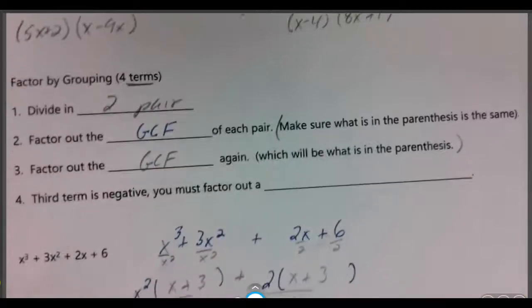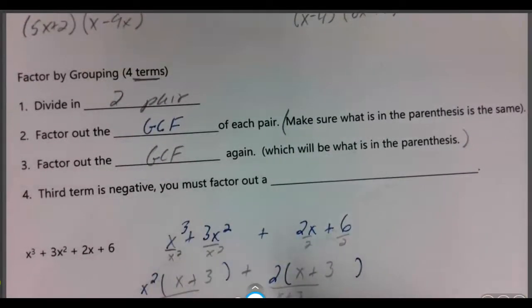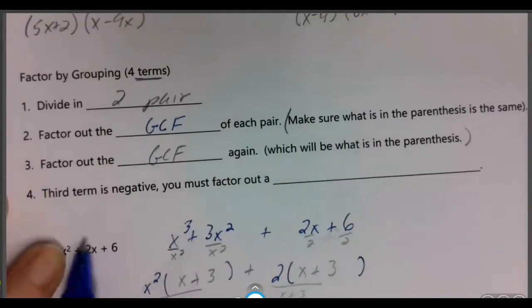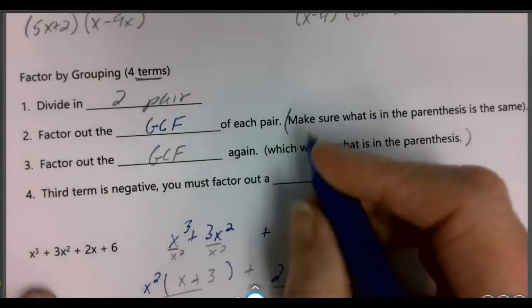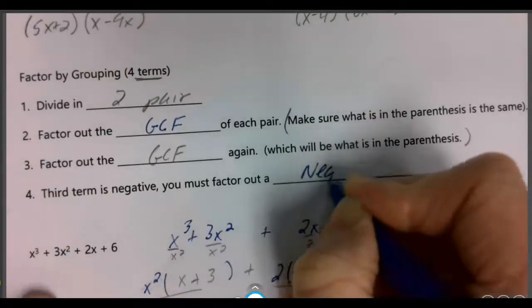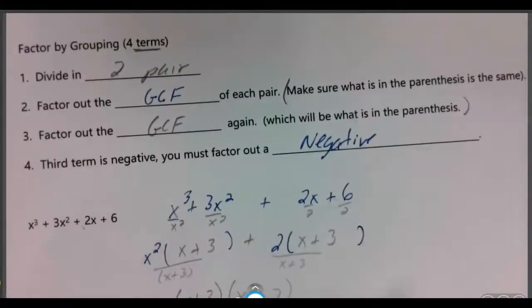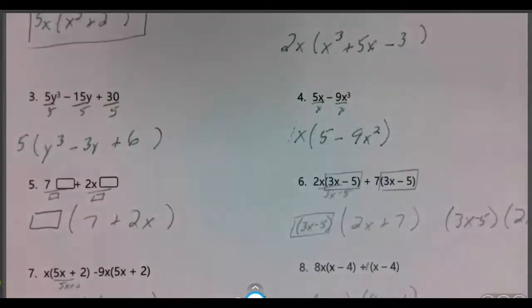Oh, now, this step 4 is going to come in later. I'm going to just write the notes in now so I don't forget. If the third term is negative, so I'm talking about this term right here, if it is negative, then you must factor out a negative. Okay, if the third term, if this one is negative. We'll get to those, I promise. Don't worry about it. Okay, let's go to the next page.